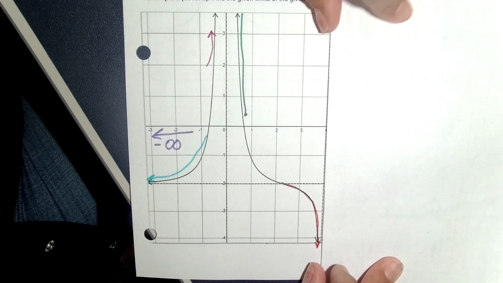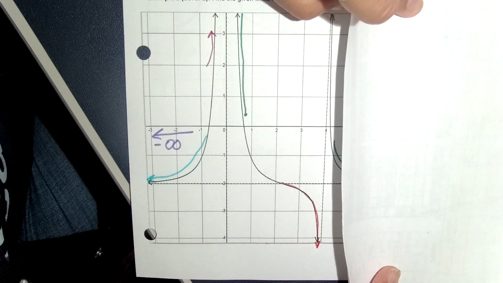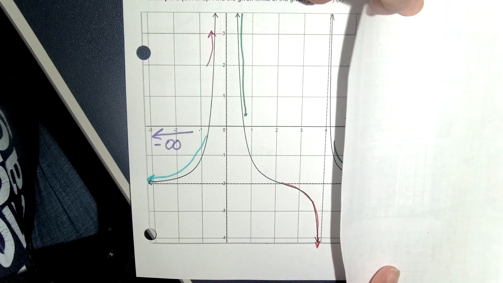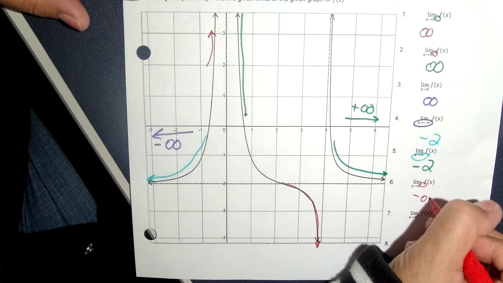Negative. I am sorry I'm boring you, but you need this class to go to prom, so get your act together. It is going to negative infinity.